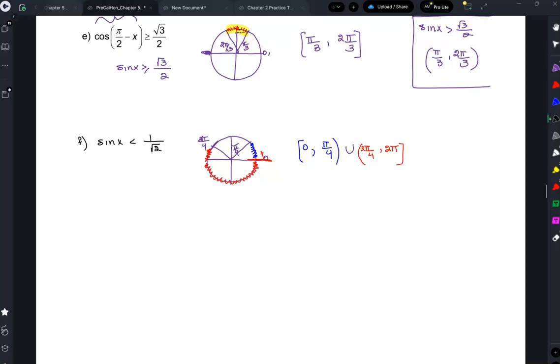Okay, yeah. I don't understand why something's repeated and why something's not. Because you have to include every single point that satisfies your inequality. So at 3 pi over 4, the value of sine is 1 over root 2. Is that included in here? No, because this is less than, not less than or equal to. Okay? But at 0, sine is 0. Is that included in this? Yes. You need to include all of the values of sine that are less than 1 over root 2.